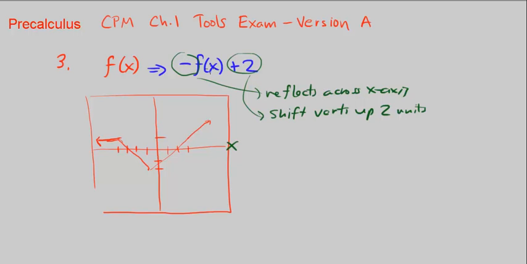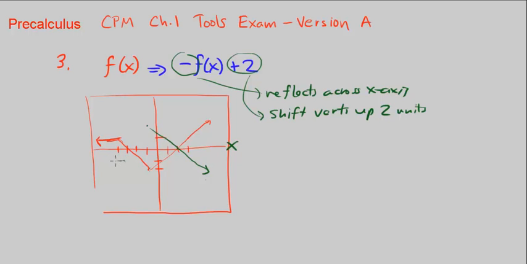Well, remember the order of operations, multiplication happens before addition. So we can do this in 2 stages. Okay, so first it's going to reflect across the x-axis. That means this point reflects here. This point stays there. This point reflects down here. So it's going like this.